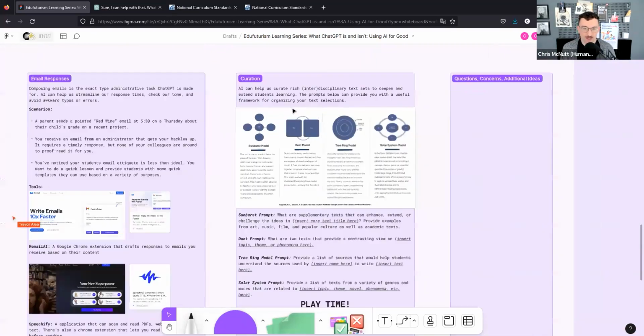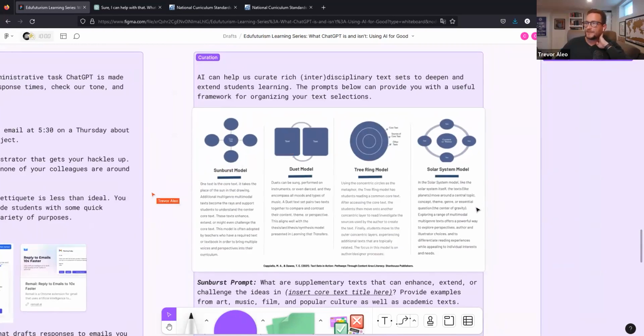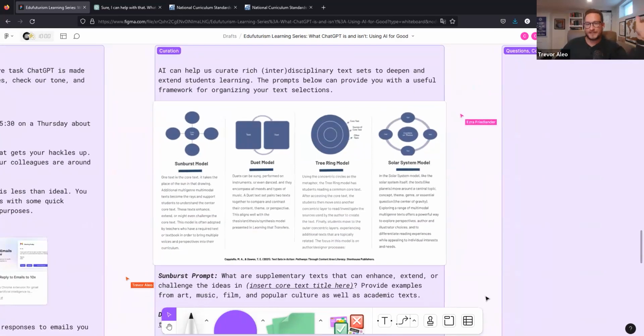For time purposes, Trevor, you just want to go through this one really quick? Yeah, I'll run through it super fast. So this is all about curation. One of the things that is a really great practice is providing students with a really robust text set. So no matter what discipline you're teaching in, showing students information in a variety of ways and a variety of modalities is really powerful.